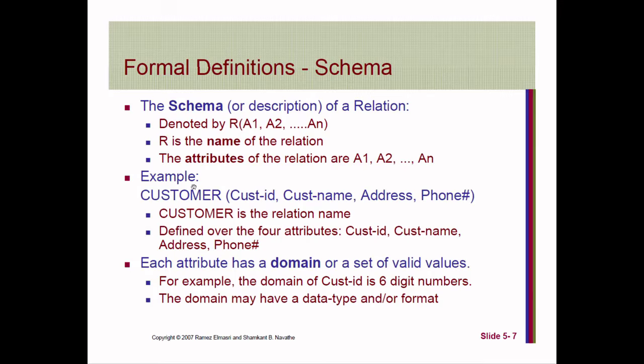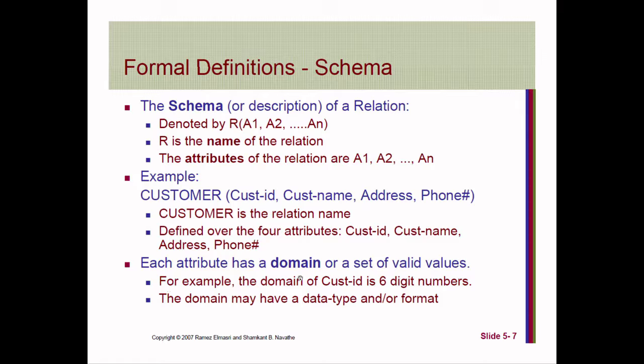So let's take an example. We have the relational schema for the CUSTOMER relation. So this is the name of the CUSTOMER relation. And in parentheses, we have the attributes of the CUSTOMER relation. So there are 4 attributes in the CUSTOMER relation: customer ID, customer name, address, phone number. So this is the schema for the CUSTOMER relation.